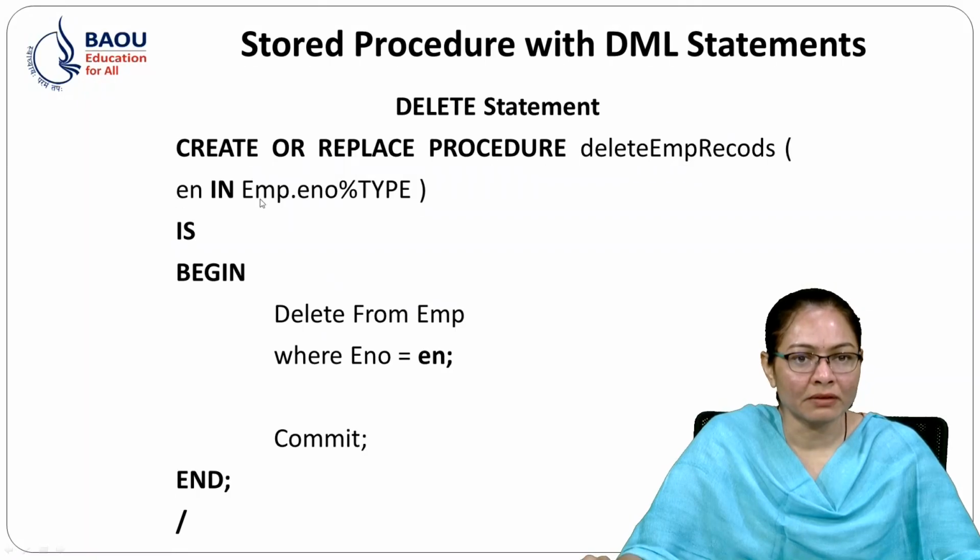So here we pass only a single variable, and then is, then begin, delete from table name employee where employee number is equal to EN, then commit. Then this procedure has an EN variable which accepts the value from the user. Now in the begin section, write down this delete command and match the employee number value with the employee number column, and this procedure will delete the value from the table.